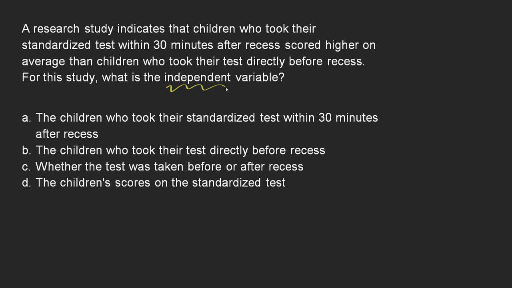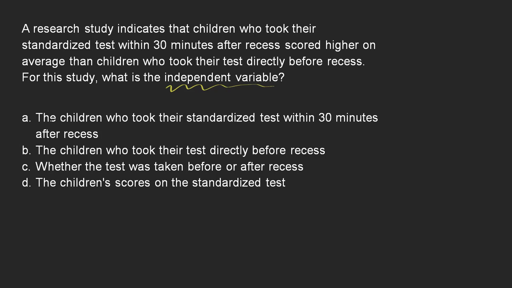Okay, so now an independent variable is usually referred to in the textbook as being the variable that the researcher manipulates. But we don't really have a clear idea here that anything is being manipulated. Instead, we have children that took the test before and after recess, and we have their scores. Now, when you see that you're comparing groups, that's another way to find the independent variable, because your independent variable is always going to have at least two groups.